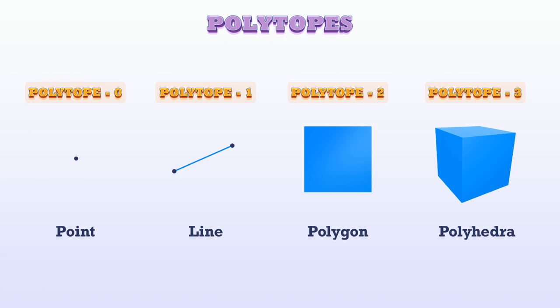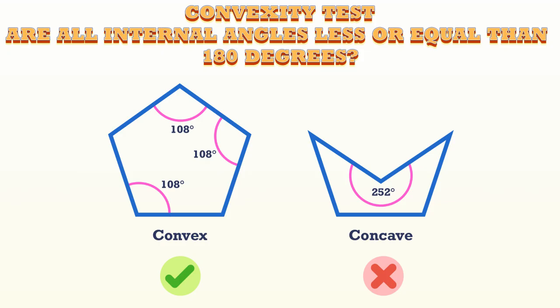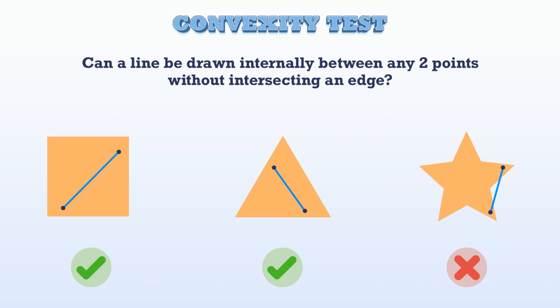For our purposes, polygons are assumed to be convex. A convex polygon has no internal angles that exceed 180 degrees. Convex polygons also allow a line to be drawn between any two points within it, without intersecting an edge.